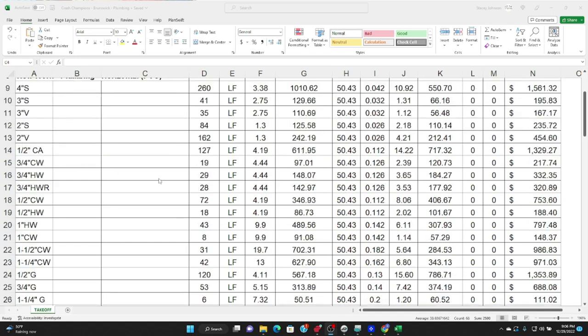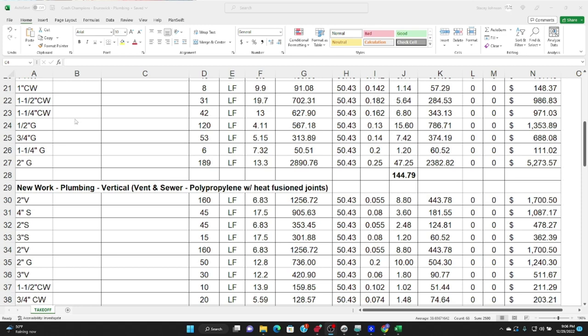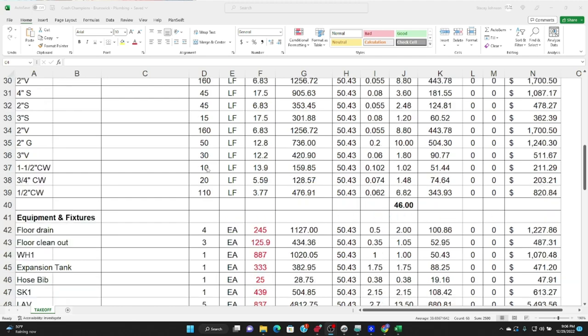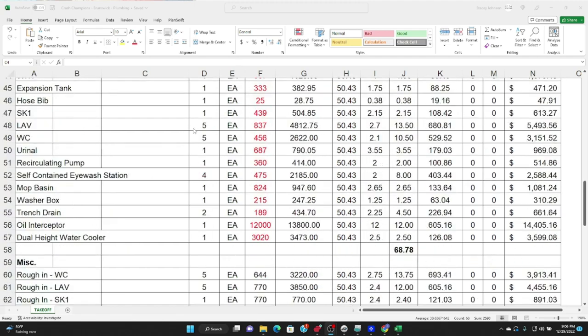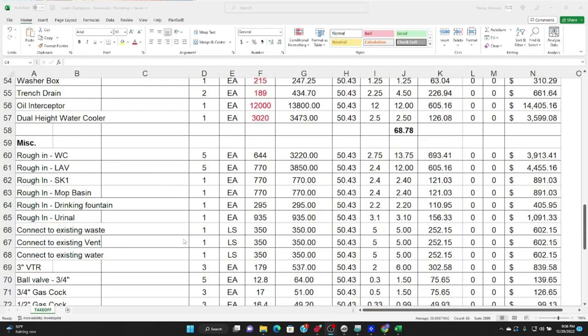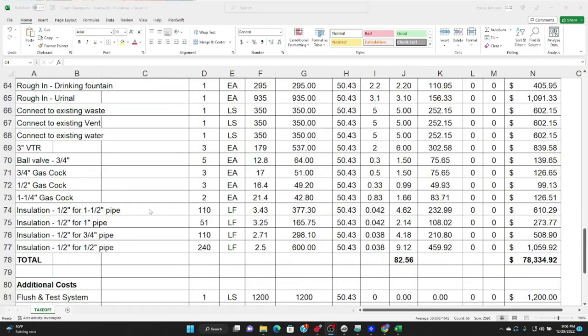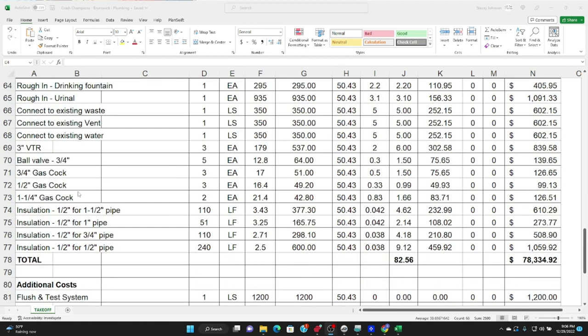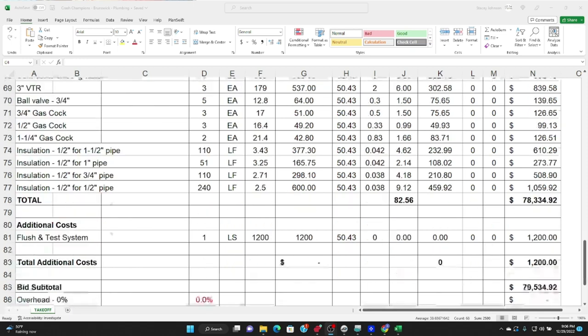For our plumbing, we break down all the pipes and the horizontal measures we get from the plan view, the vertical measures we get from the riser diagram, and we count 10 feet for every one we see in the vertical rise. All the equipment cost, and then the miscellaneous, which is a ton of extra money if you don't include it. Rough-in cost, all the connectors, valves, and last but not least, the insulation, and then of course to test and flush the system.